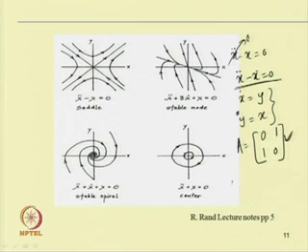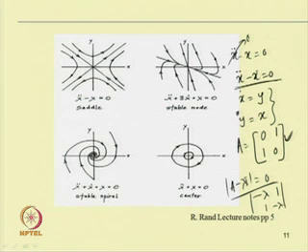From this, the determinant of A minus lambda I equal to 0, where lambda is the eigenvalue, gives lambda. The matrix A minus lambda I has entries minus lambda, 1, 1, and minus lambda. Taking the determinant, we get lambda square minus 1 equal to 0, and from this one can find the roots.